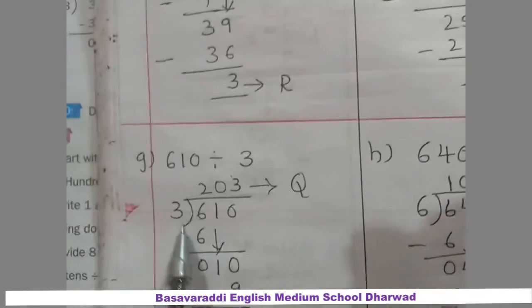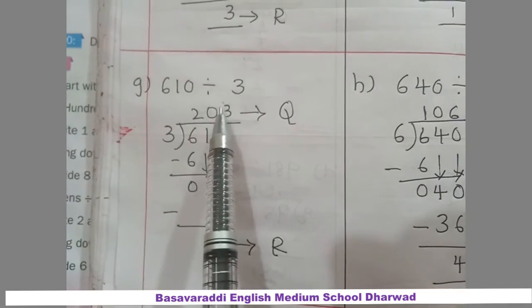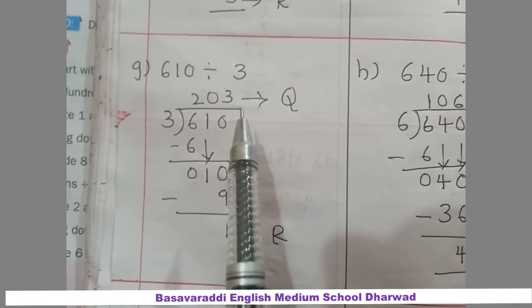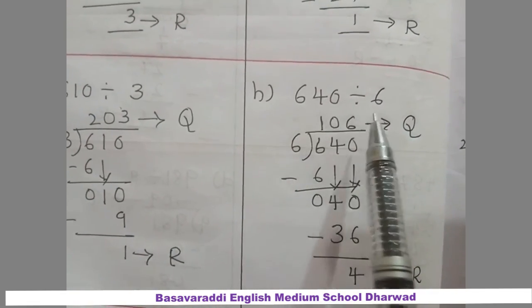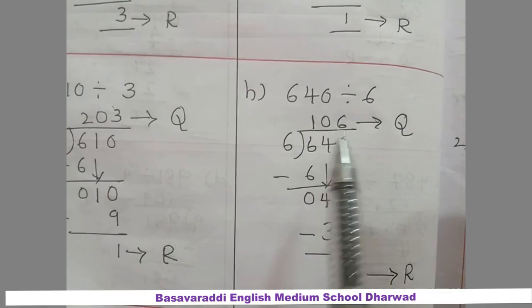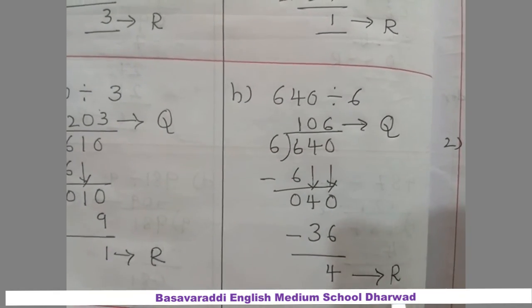Then this one is the same. 610 divided by 3, the quotient is 303, and the remainder is 1. Then the last one is 640 divided by 6. The quotient is 106, and the remainder is 4.